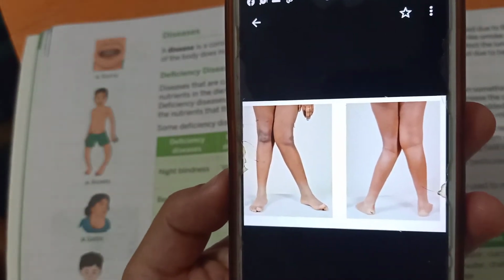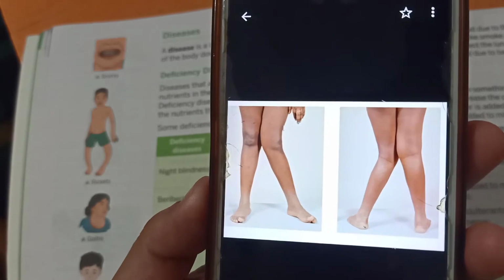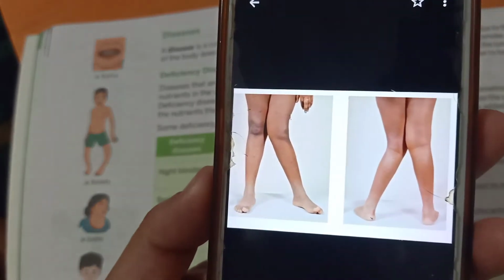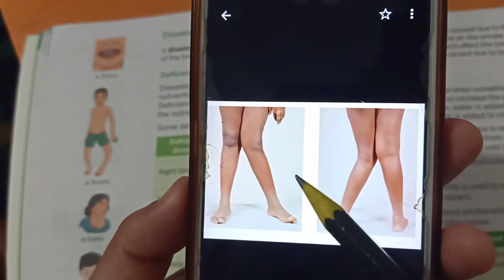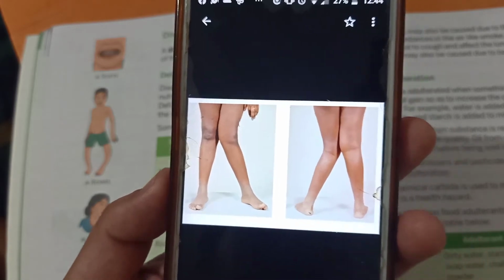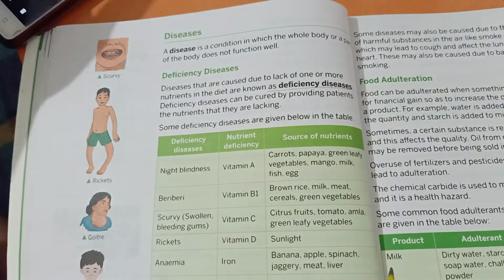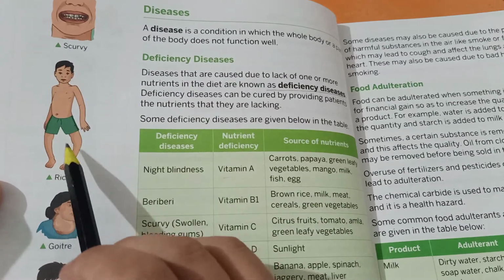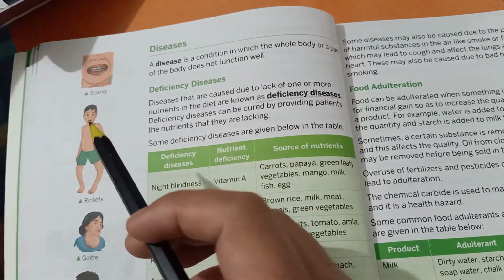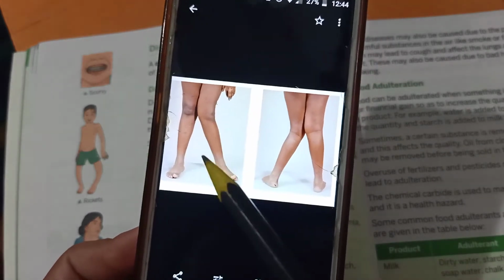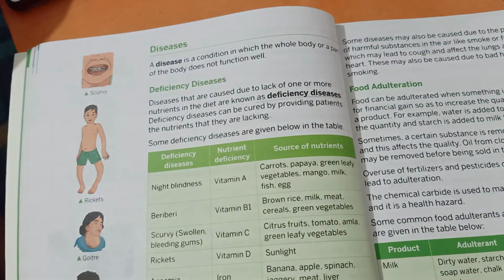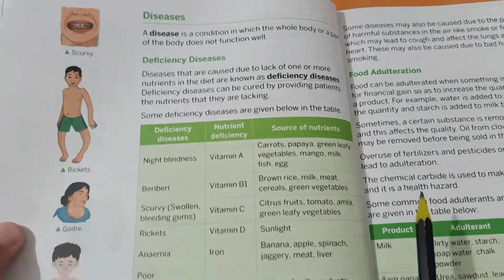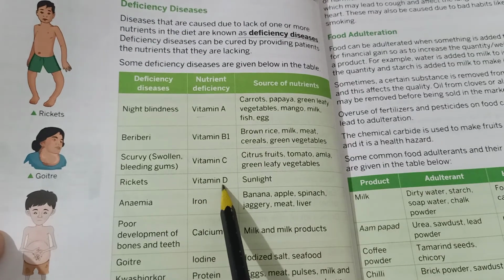Rickets is a condition in which there is improper growth of our bones, due to which our bones might become curved, either inward, this is an inward curve, or in some cases our bones might curve outward also, like in this case. So here bones are curved outward, and in this case bones are curved inward. This curving of bone is a disease known as rickets, which is caused due to deficiency of vitamin D.